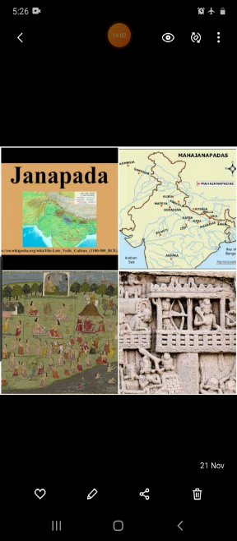Third one, Ajatashatru followed the policy of expansion and he built a fort which later became his new capital called Pataliputra. Fourth one, the dynasty of Bimbisara was overthrown by Shishunaga, the governor of Benares. Fifth point, the last Nanda king was defeated by Chandragupta Maurya.